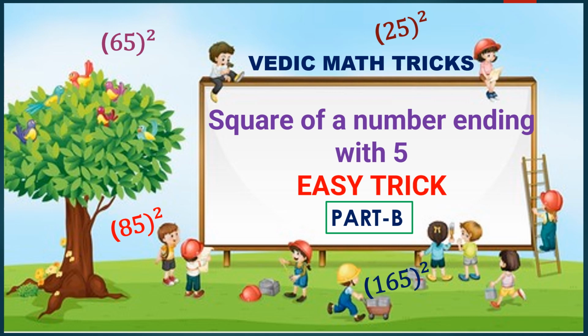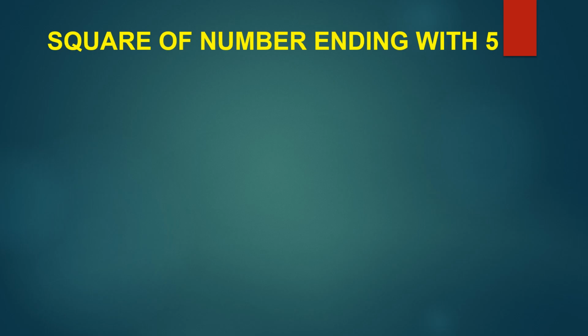In this video, we are going to see how to find the square of a number ending with 5. This is part B, and in part A, the previous video, we have seen how to find the square of a two-digit number. Now let's start finding the square of a number ending with 5. Let's consider one example. This is a very easy trick. 25 square. Only two steps we will be doing to find the square of this number.